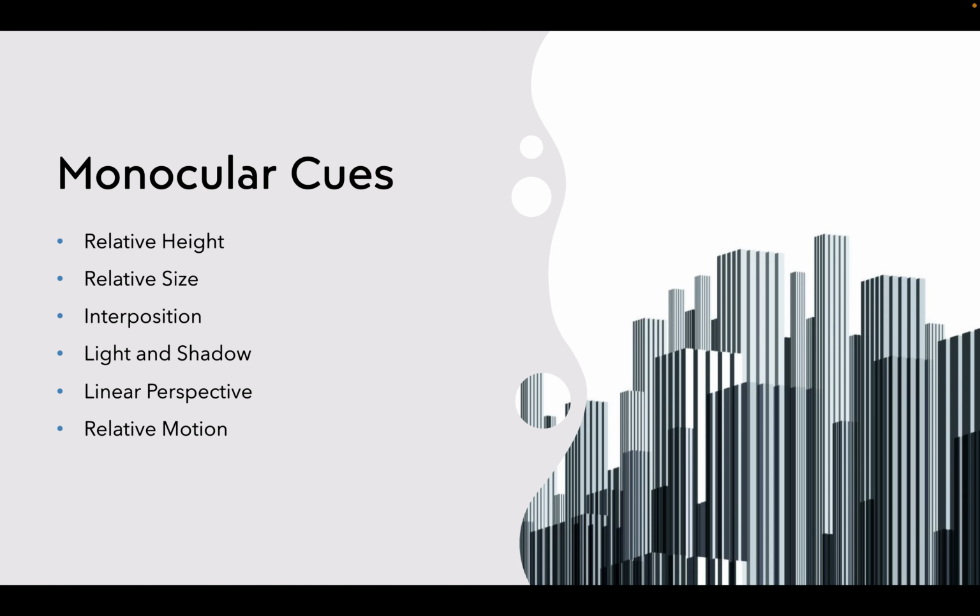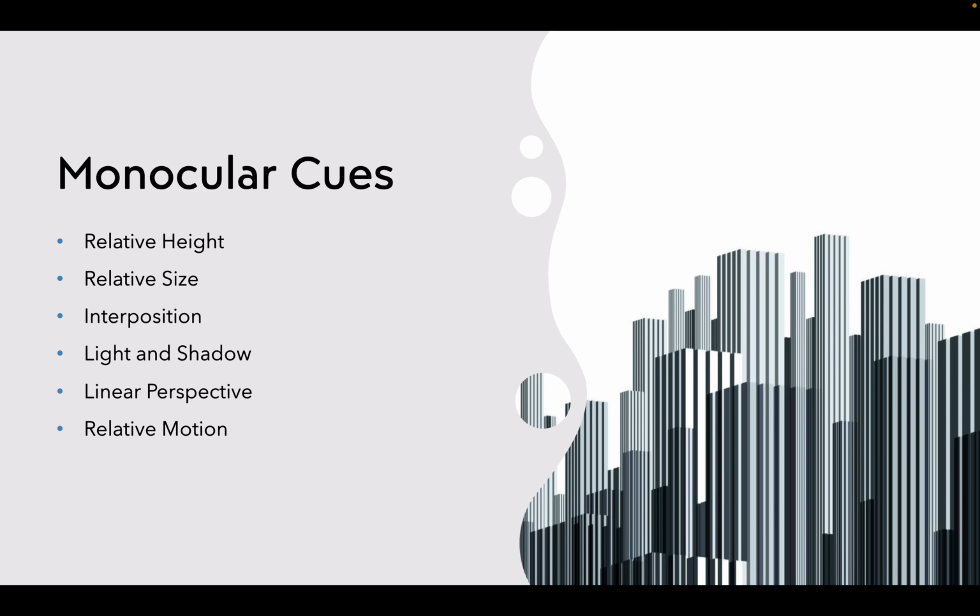So we perceive objects that are higher in our field of vision as farther away. You can kind of see it in the image I attached to this slide, where if you look at the ones that are higher, you perceive them as further back within the image than the ones that are lower. You perceive the ones that are lower as closer to you.